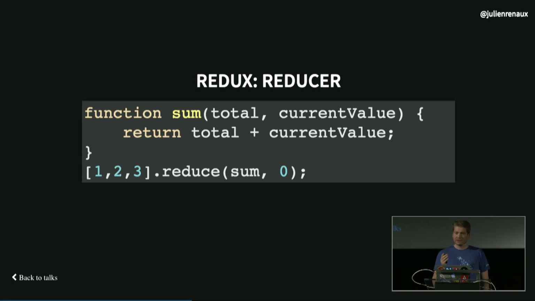So can anyone tell me what's the return value here? Yeah, I heard 6. It is 6. So we have an initial value of 0 and we give 1. So the result of this is 1. Then we give 2, and 2 plus 1 is 3, right? And then we have 3 plus 3, and it is 6.